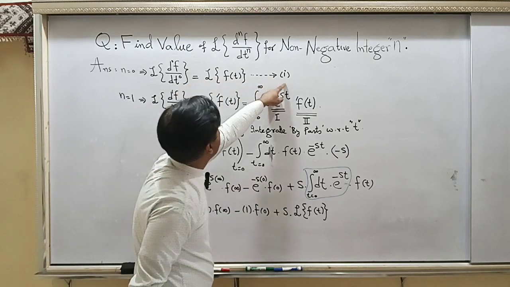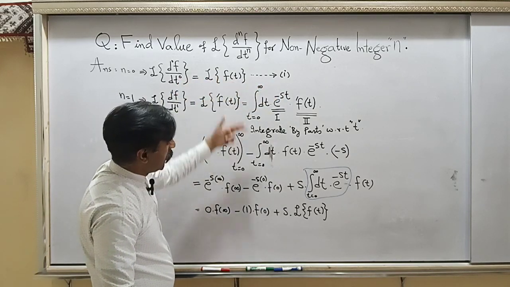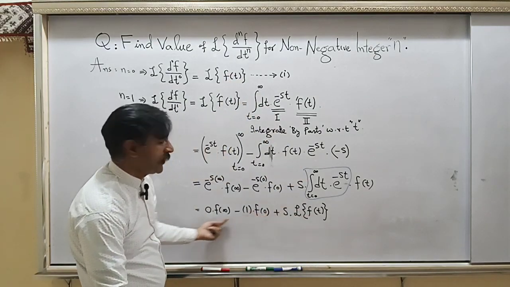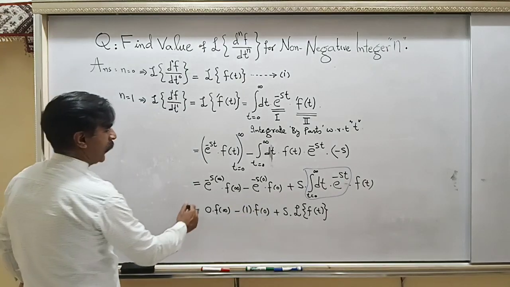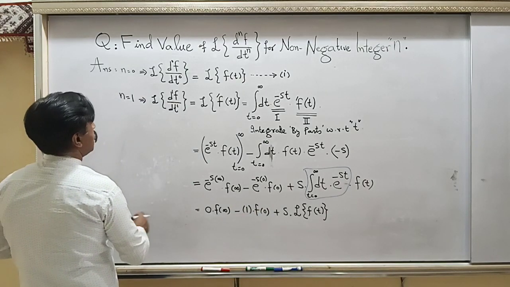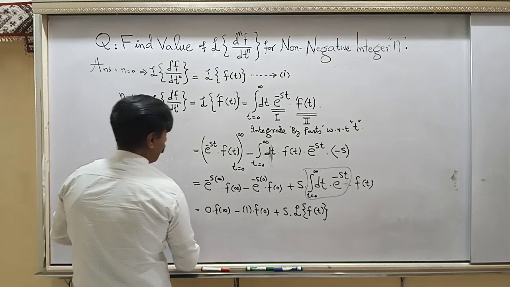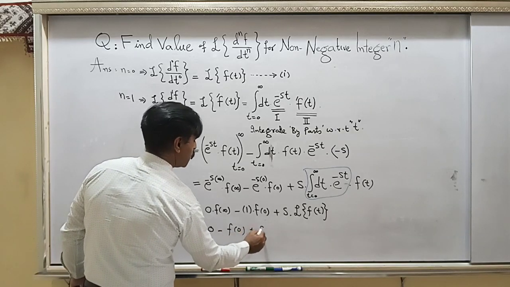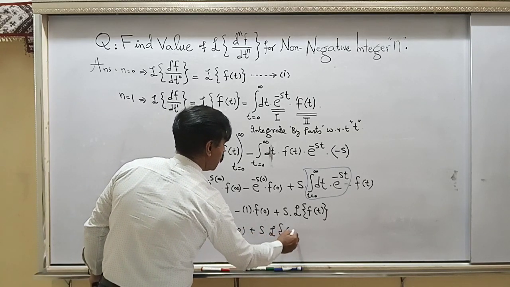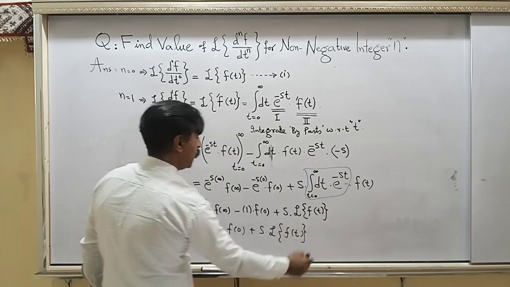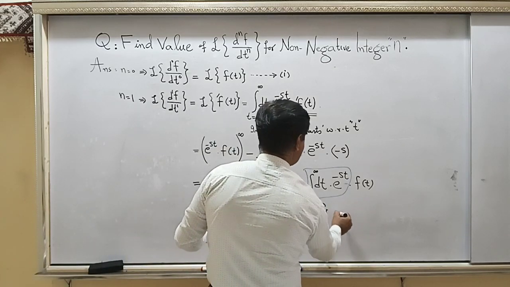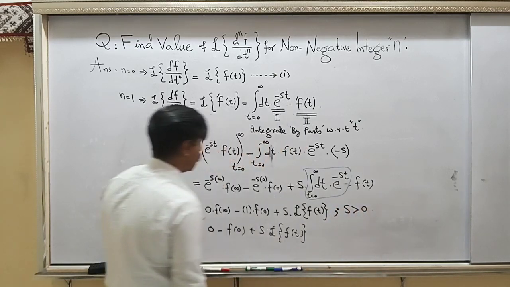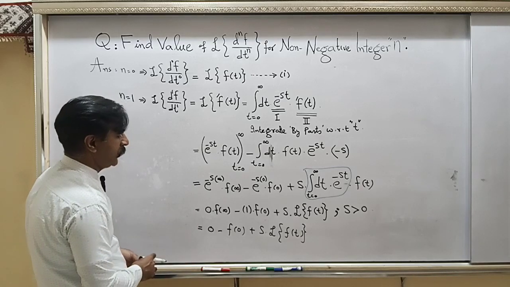So as in equation 1 you have the Laplace transform of f(t), you have something like this here with some additional terms. Let us simplify them, and you have this 0 minus f(0) plus s into L of f(t), right? And you should mention over here that s is greater than 0. Meaning s is a variable which should be greater than 0.